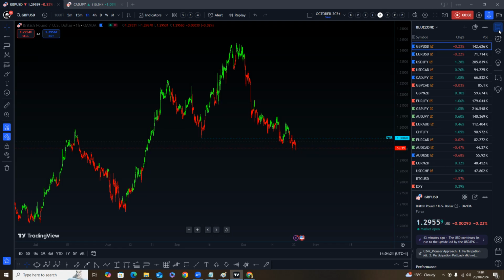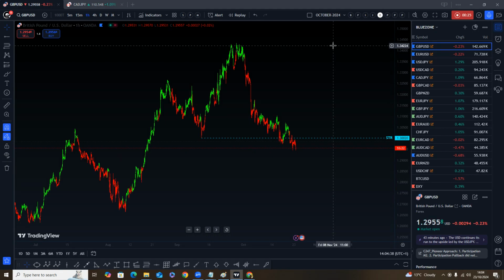Today we will be doing the market state of play. That means we will be looking at analyzing the pound US dollar, the euro US dollar, the US dollar Japanese yen, and finally we will look at the US dollar Canadian dollar.